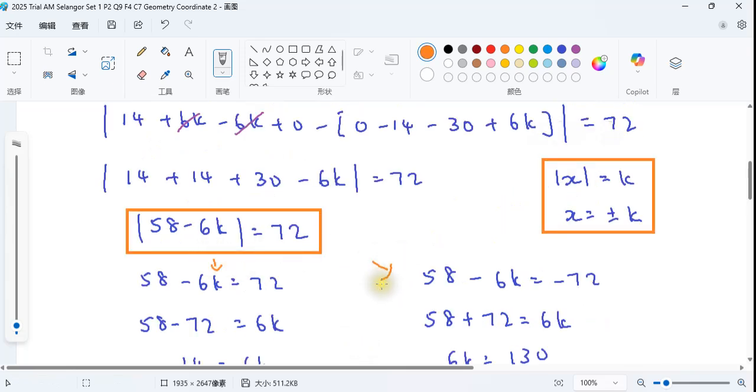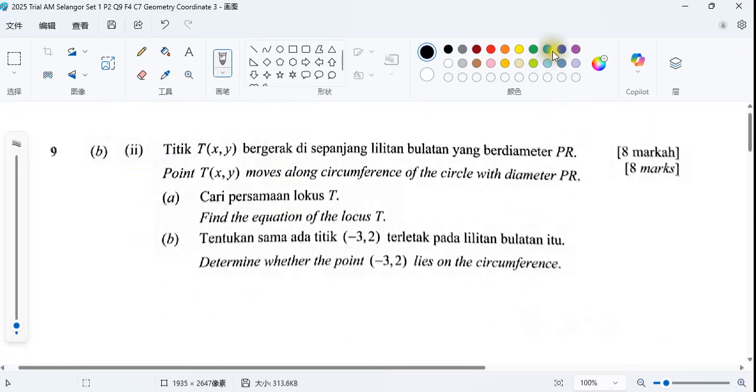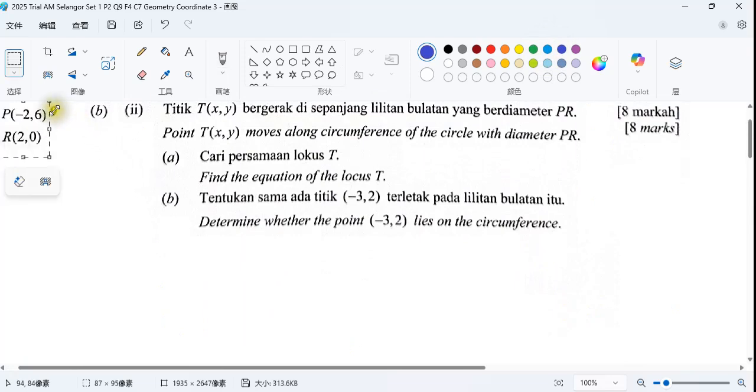So when we open the modulus, then we will have the plus minus. So 58 minus 6k equal to plus minus 72. Then we will have two answers for k.